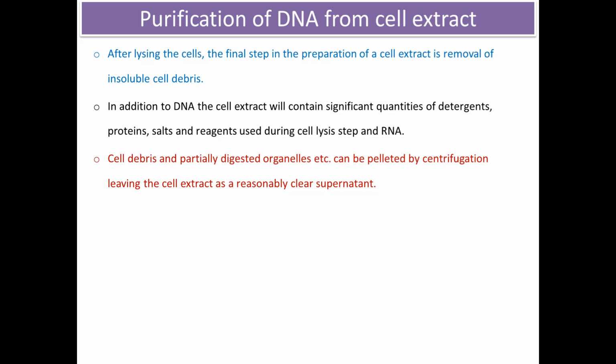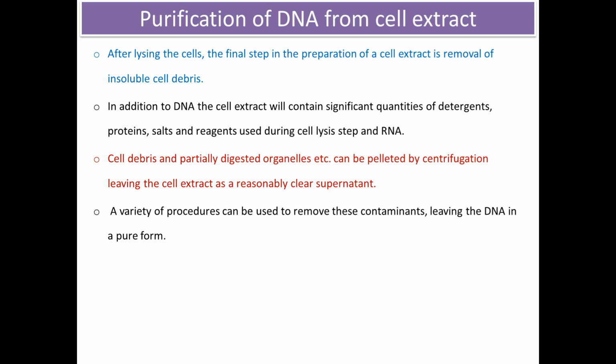You know centrifugation, that the mixture can be separated on the basis of their different molecular weight. So the heavy material will come down and the light material will come to the top, leaving the cell extract as a reasonably clear supernatant. A variety of procedures can be used to remove these contaminants, leaving the DNA in pure form. Remember that supernatant is the liquid portion which comes on the top of the tube. Residue is the heavy portion which comes to the bottom of the tube.